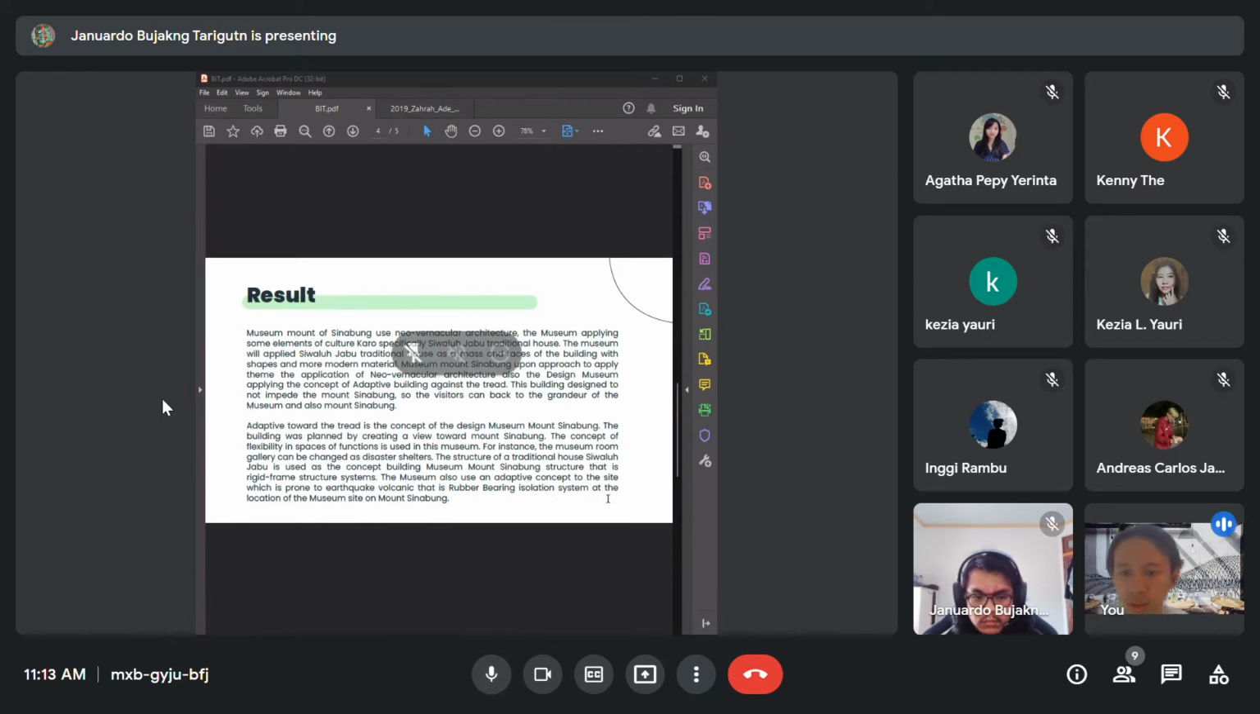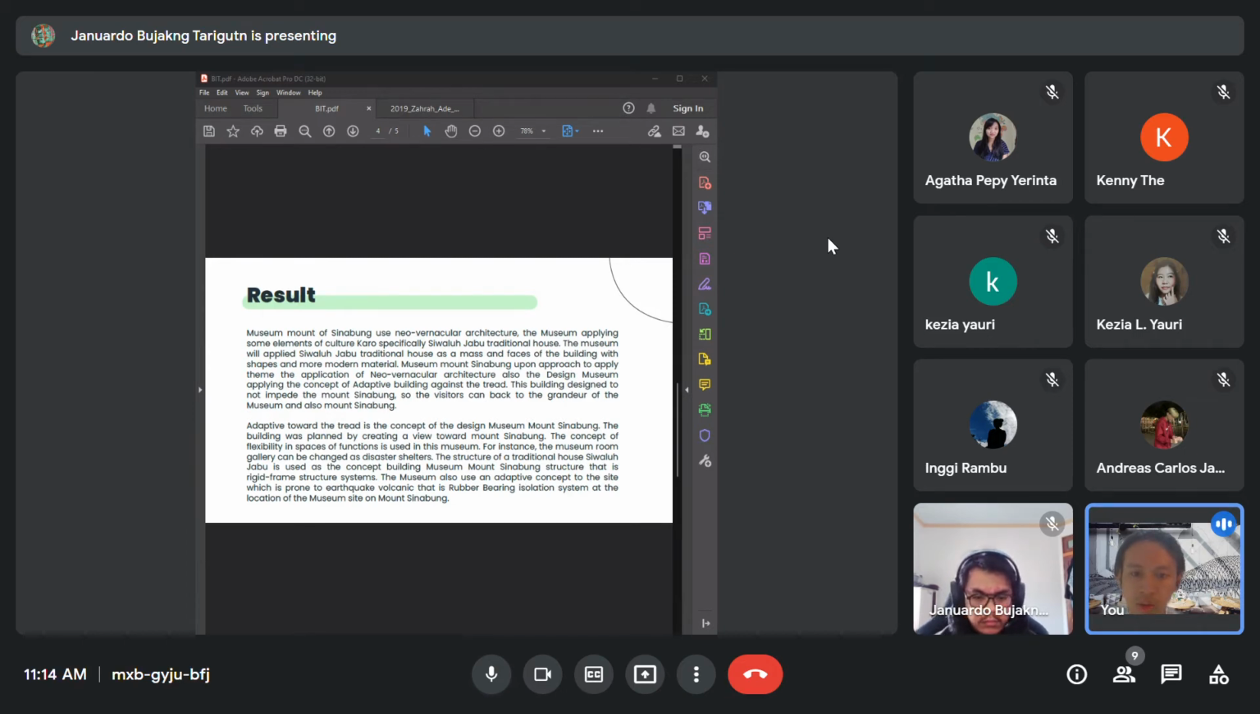The result: Museum Mount Sinabung uses neo-vernacular architecture. The museum applies some elements of Karo culture, especially the Siwaluh Jabu traditional house. The museum will apply the Siwaluh Jabu traditional house as the mass and face of the building, with shapes and more modern materials, in the application of neo-vernacular architecture.